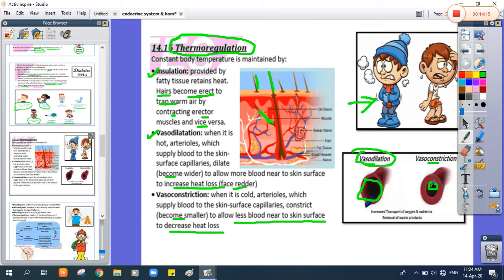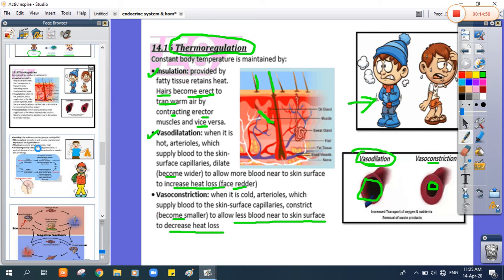So here I want less blood near the skin. Why do I need less blood? Because I feel cold. I need the blood and the heat to be trapped inside my body and not lose it. On the other hand, in vasodilation, what happened here? Here I need to lose the heat, so the blood capillary becomes wider, and when it becomes wider, what happened? Yeah, it increased the heat loss, and your face becomes redder.